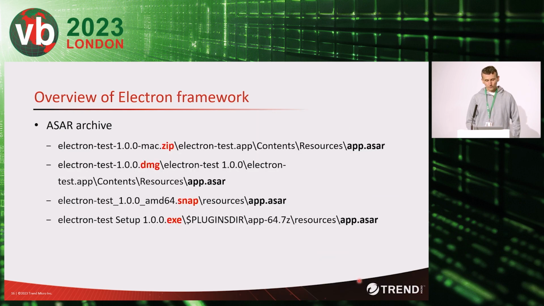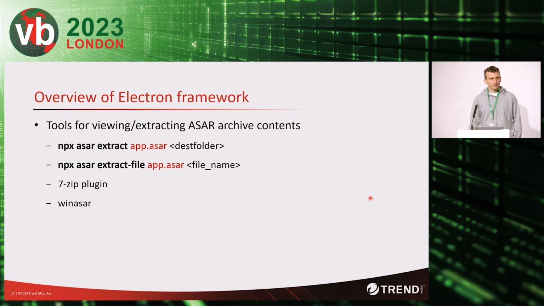This ASAR archive is usually found in resource directories. So you can see here in zip, DMG, snap, exe. Every time you extract it, you just see the resources directory, and the app.asar archive is found over there. Extracting this is very easy. You can write your own tool or your own script, but you don't have to do it.